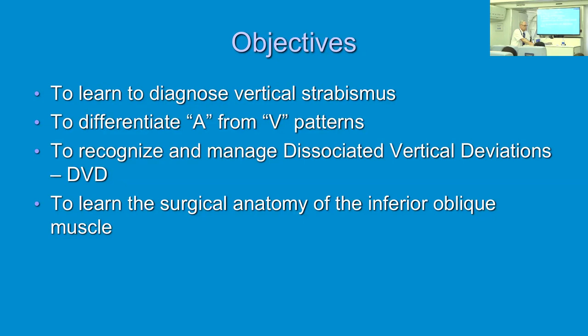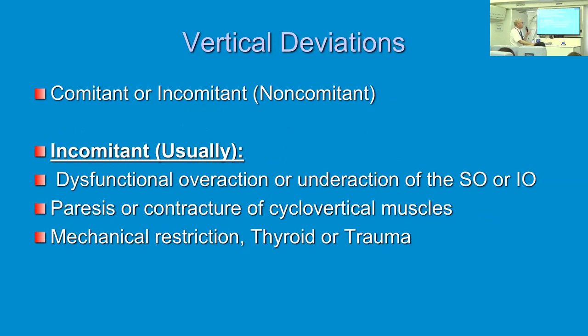So let's talk a little bit about vertical deviations. First of all, you can have a vertical deviation that's commutant or non-commutant. And what that means is that if it's commutant, the deviation is essentially the same in every position of gaze. Whereas if it's non-commutant or incommutant, it means that it's different in different positions of gaze. And most of the time when you have a non-commutant strabismus, it's related to a paralytic strabismus. There's a palsy of a muscle or weakness.